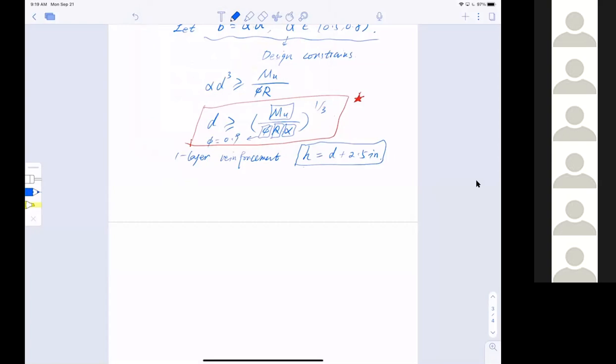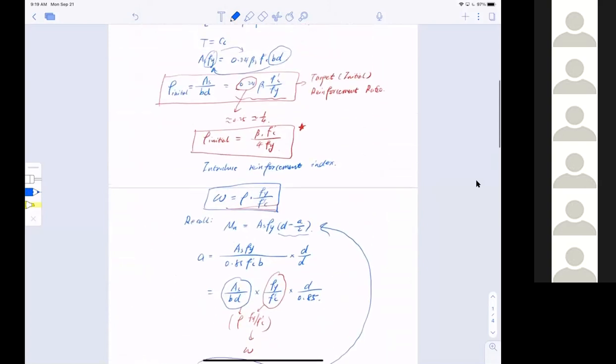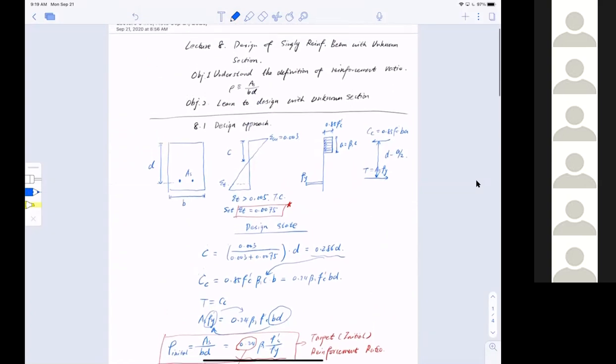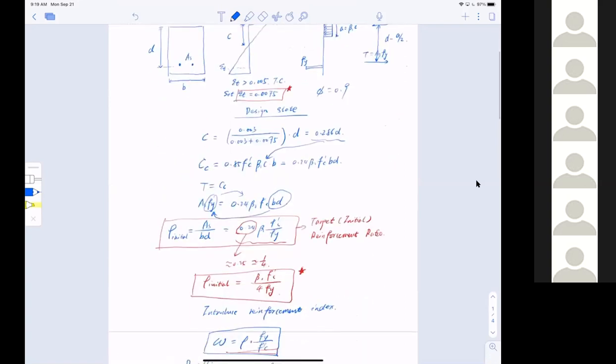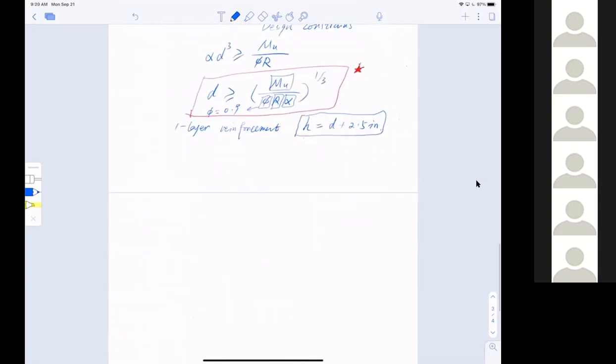Why is that? Why can we allow phi equal to 0.9 here? Lucas, you there? Yeah. How are you doing, buddy? Good. So why are we allowing phi equal to 0.9 here? Because we're setting the strain for tension as 0.0075 and it's greater than 0.004. Right, that's correct. Thank you very much. We have a tension control case.